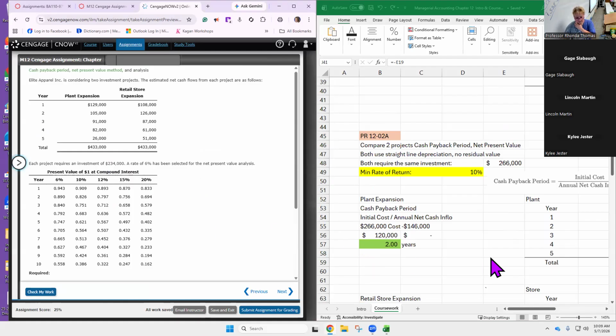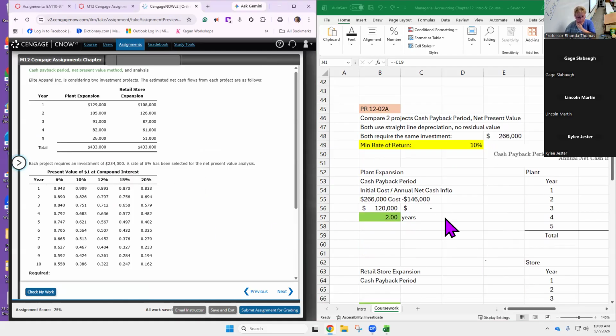Okay, the next one, we're going to compare 2 projects again. Okay, this time, instead of the average rate of return, we're going to use the one that's called the payback period. And then we're also going to use the net present value. Okay, so we're going to use that same method. So we should be able to use the same table to do some of this.